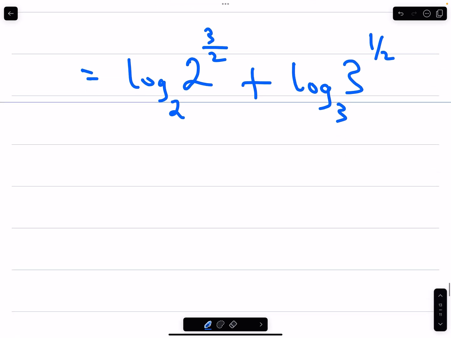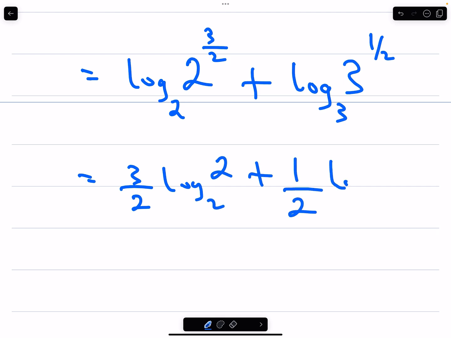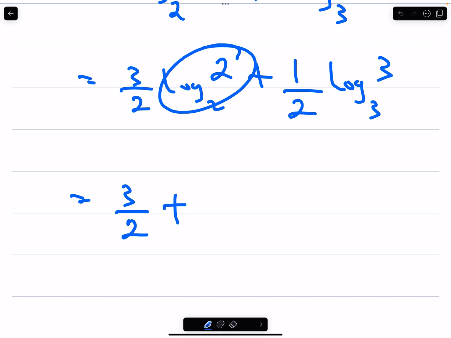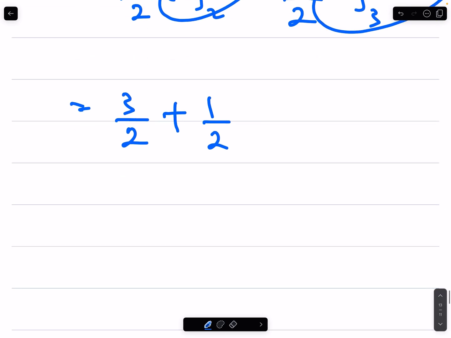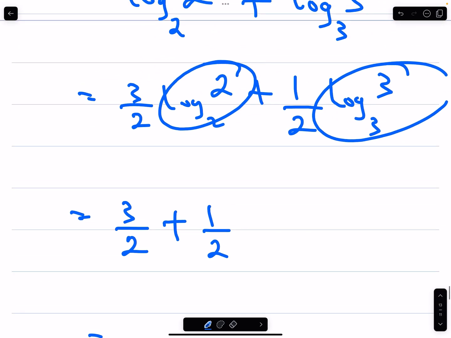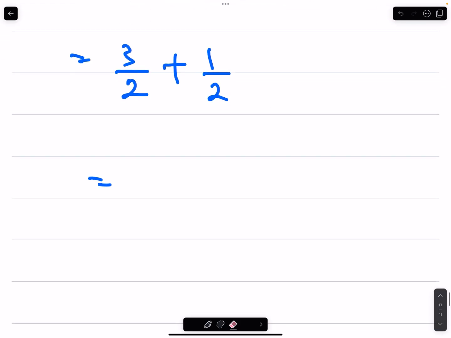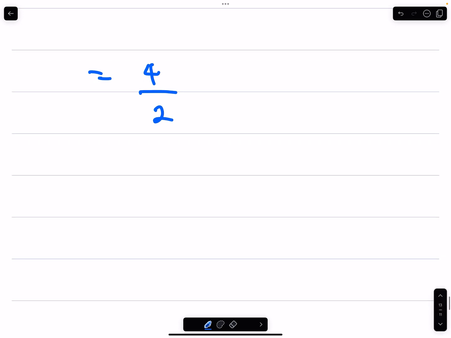And this is simply the same as 3 over 2 log 2 base 2 plus 1 over 2 log 3 base 3. This is a piece of cake. Don't let anybody tell you otherwise. And that's the same as, of course I know that log 2 base 2 is 1, so 3 over 2 times 1 is 3 over 2, plus log 3 base 3 is also 1, and 1 over 2 times 1 is 1 over 2. And that's simply the same as 4 over 2, which is equal to 2.